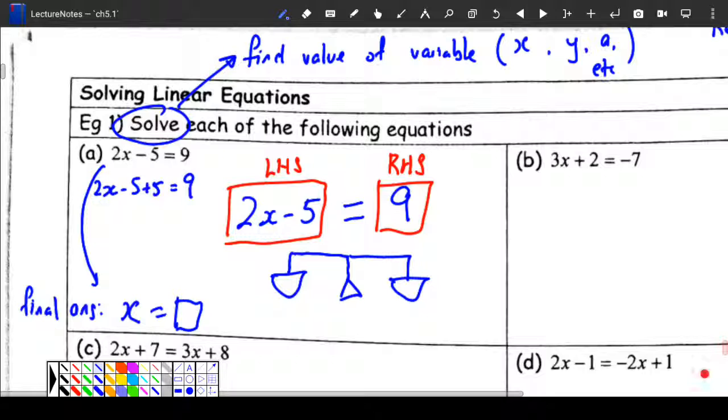How do I make it balanced? The other side also plus 5. Can follow? So the other side also plus 5. So this side also plus 5. Now I try to work out the value. What happens when I have minus 5 plus 5? 0. So you need to write?